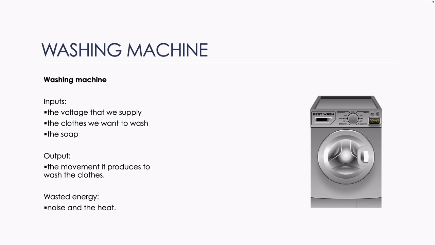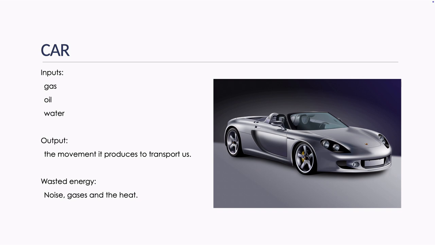Let's take a look at another type of system. The car is another example of system. It has inputs such as gas, oil, water. It performs a process and delivers an output. The movement it produces to transport us and it wastes energy. The noise and gases it delivers are considered waste. We can often hear the noise and smell all those gases produced by the cars. This is considered the waste energy. Now, let's take a look at some terms that you will often find in our embedded world.